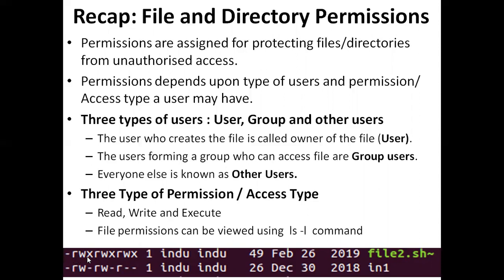The first three rwx are for the user. The next rwx for the group users. The next three rwx are for other users. Similarly, in this file, it is an ordinary file. The user and group users are given read and write permission, but no execution permission for both. But the other users are given only read permission. They are not given write and execute permissions.